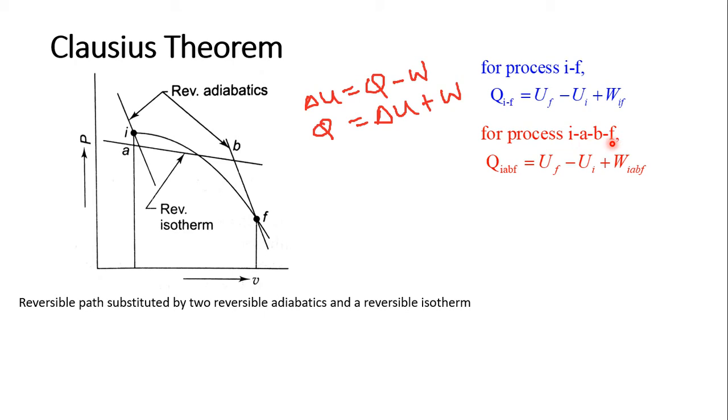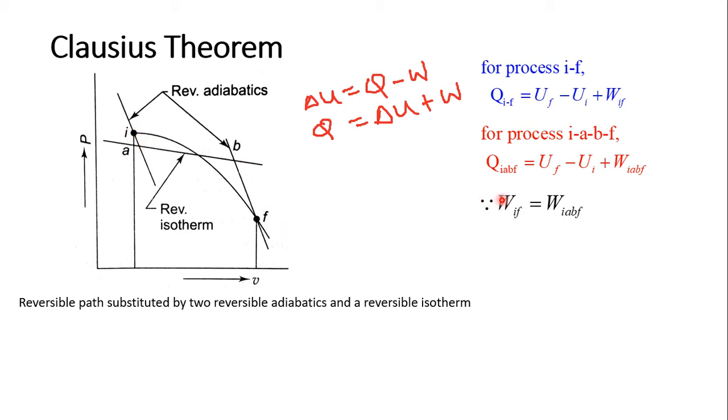For process IABF, what can we write? Heat transfer during IABF is equal to the final state UF minus the initial state UI, plus the work done during the path IABF. Now, what we discussed is that this isothermal line is drawn in such a way that both the works are the same. Work done during IF is equal to work done during IABF.